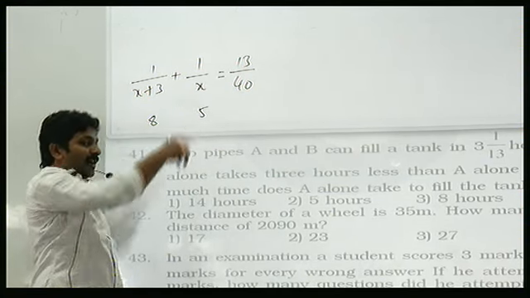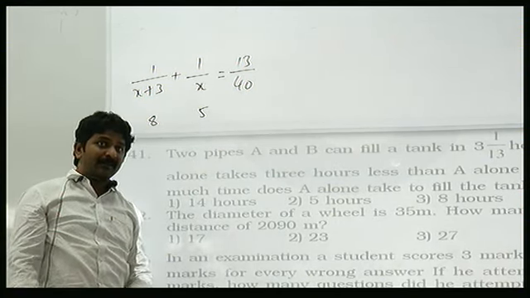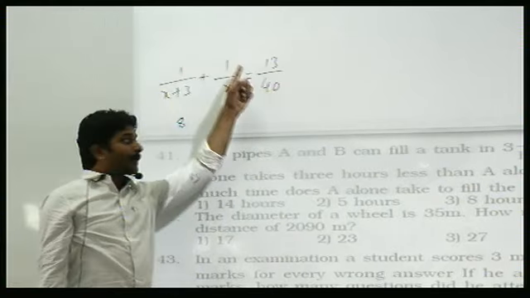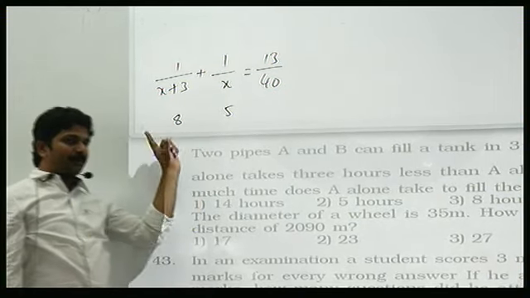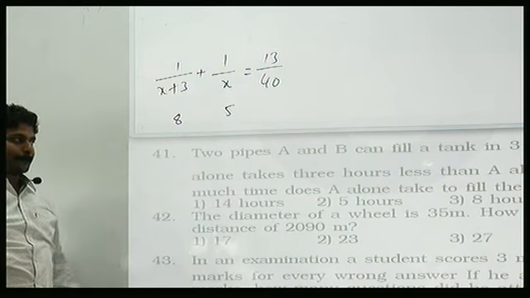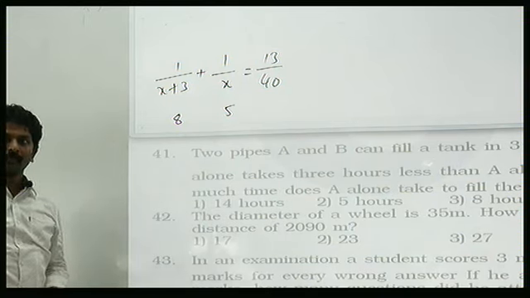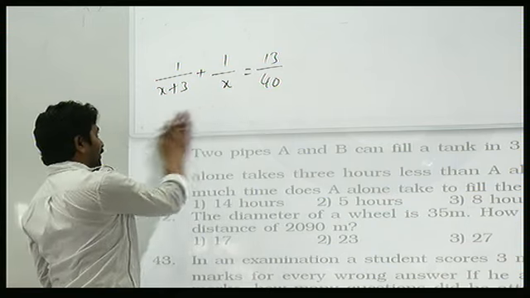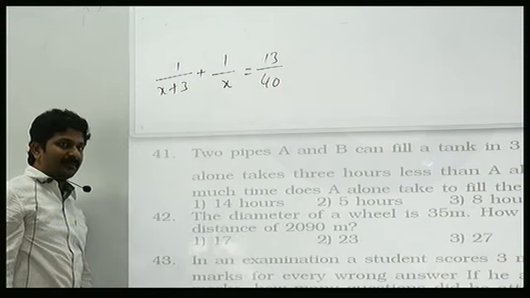So numerator becomes 8 plus 5. 8 plus 5 is 13. So x plus 3 is equal to 8. Answer: third option. Otherwise you have to solve this quadratic equation, which is time taking.